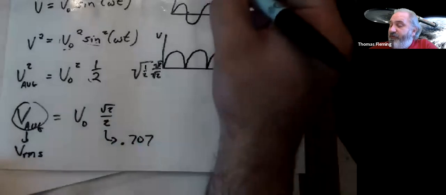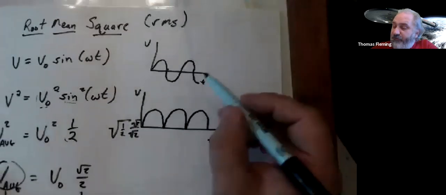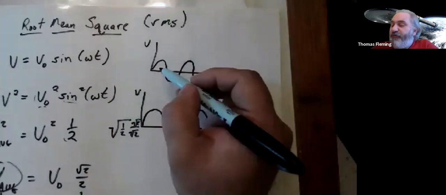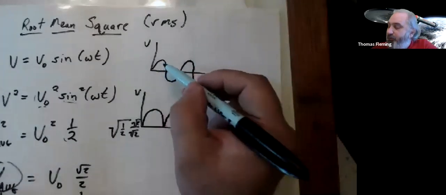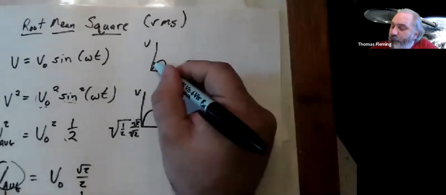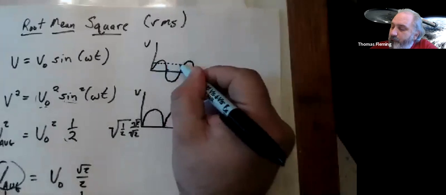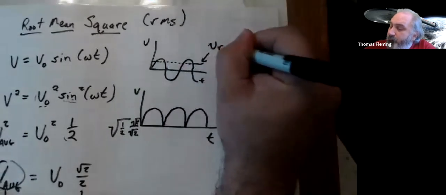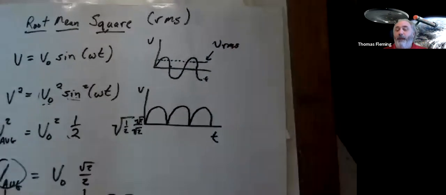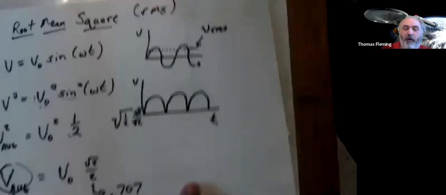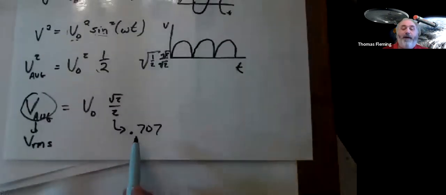So if you're looking at a sine wave like this, the RMS average is 0.707, so it's about 70% of the peak. It's a little bit more than halfway, but not quite 3/4 of the way up. So this would be my RMS voltage. If I know what the peak voltage is, I can find the RMS voltage. All I've got to do is multiply by 0.707. And that's it. That's the idea.